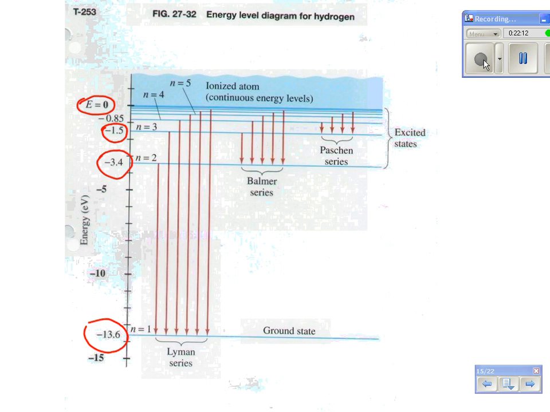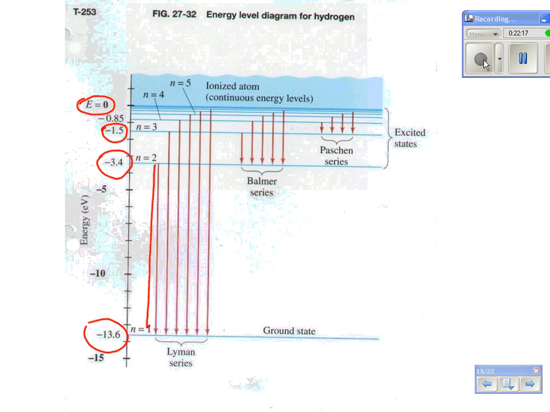If the electron drops from n equals 2 to n equals 1, it's going to give off a particular photon of light or of energy. If it goes from 3, it'll give off a higher energy photon, because that's a bigger jump in energy. And notice it can do all of these.